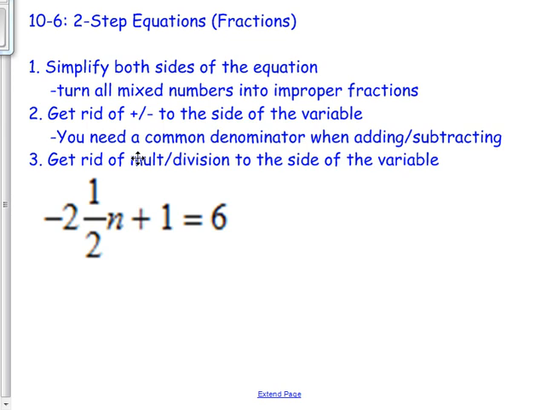So in today's lesson, we're going to be doing two-step equations, including fractions. So same process here as our two-step equations with integers and decimals, except for now we're going to have to work with fractions. So not a whole lot different.